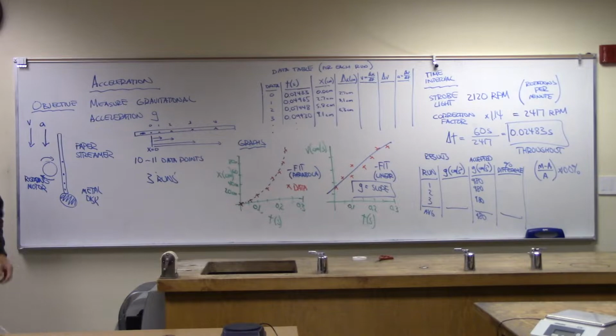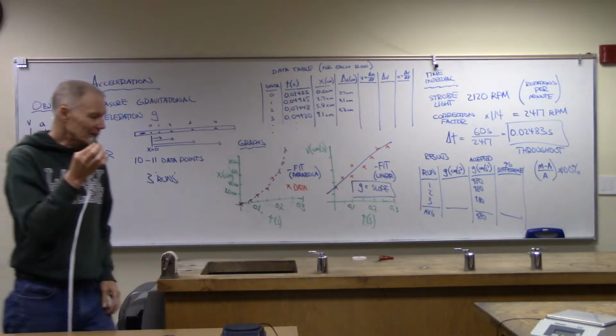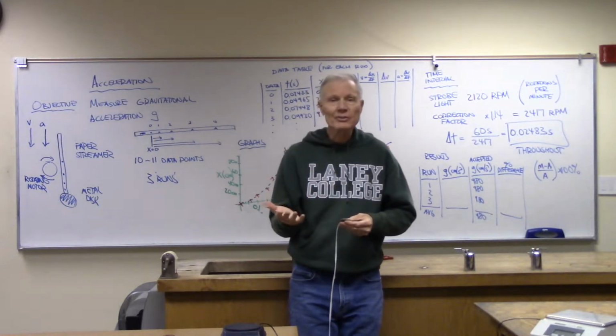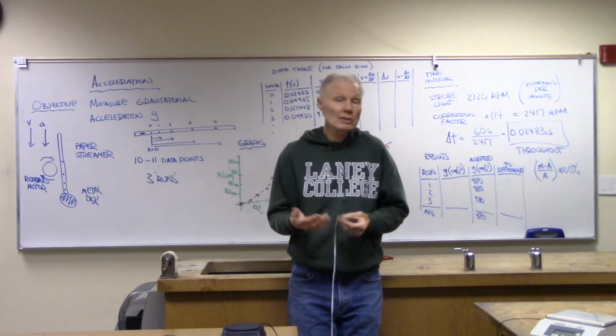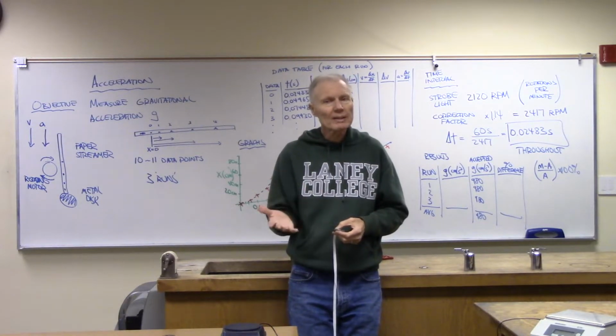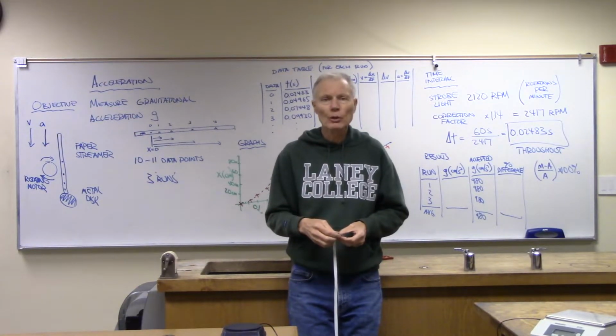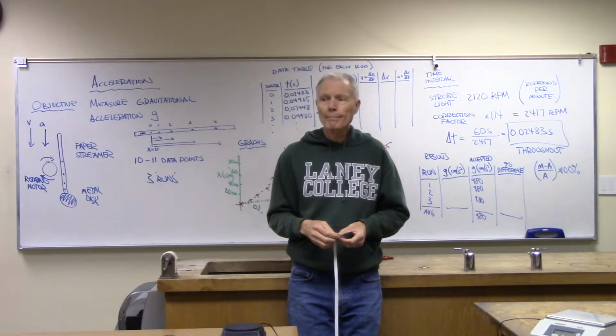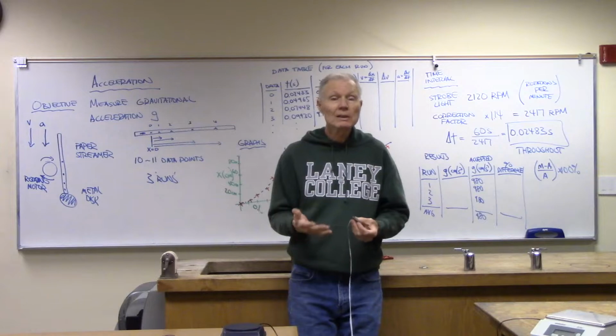I picked this metal disc because it's got a pretty good mass and it's pretty dense, and that means that air resistance could be a pretty small effect. And that's what we want. If we want to get a measurement of the gravitational acceleration, we need to start with something where the air resistance effect is going to be pretty small.